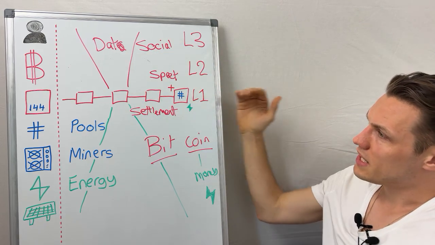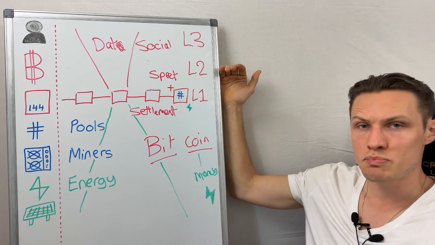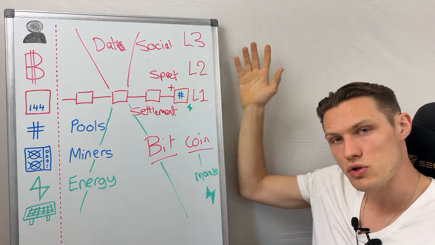I think that's it. Yeah, layer 1, settlement. Layer 2, speed. Layer 3, social.